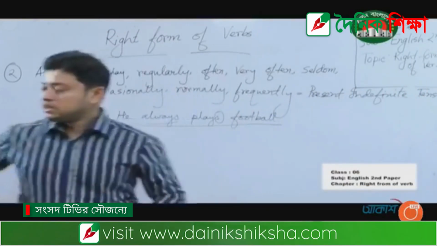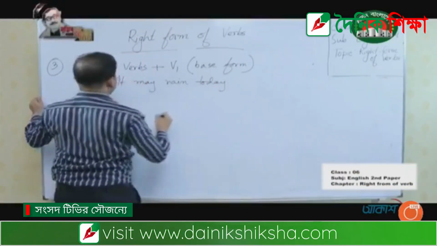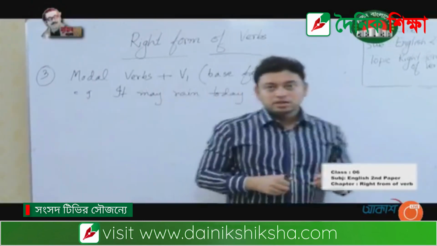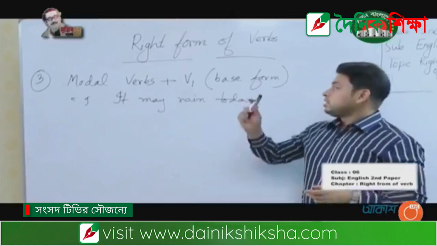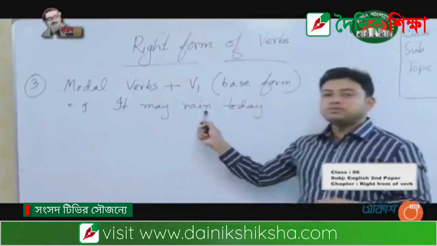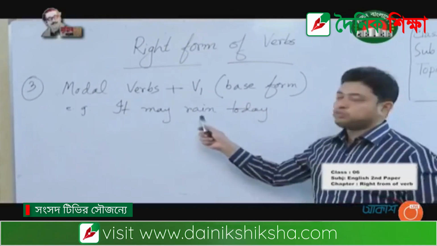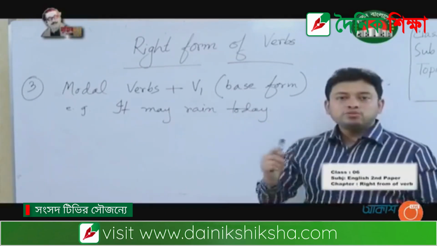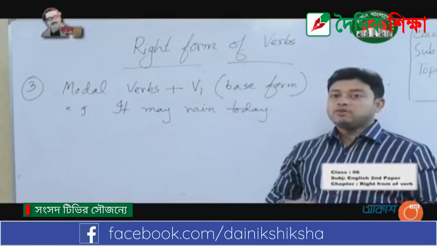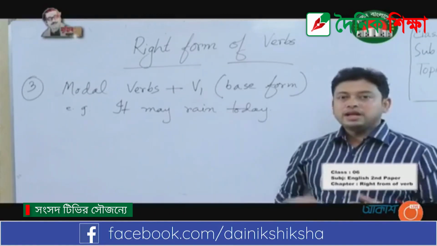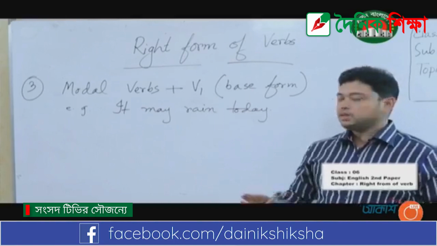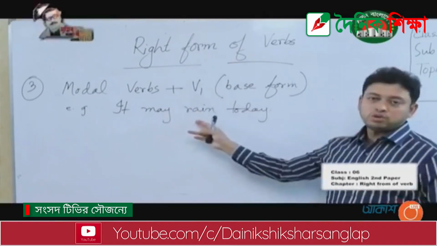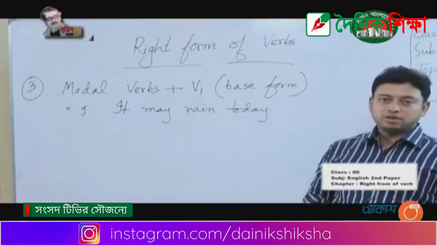Now rule number 3. It is a very important rule, because the students often make mistakes. You must remember that if it is a modal verb, then after the modal verb there will always be the base form of the verb. That means the verb will not take any ing, any s or es, and will never be in past form, let alone a past participle. Nothing else. There will be the base form of the verb. So if there is a modal verb, after the modal verb there will be the base form of the verb.